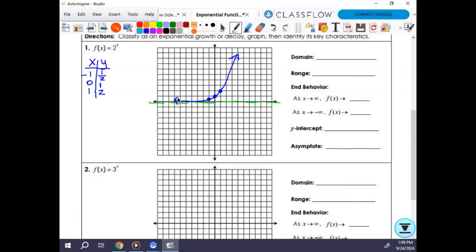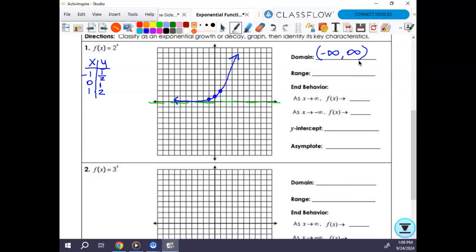Is domain X or Y? X. So are my X values restricted at all here? No. Can I use all the X's from negative infinity to infinity? Yes. So we could say that that's all real numbers, but we also need to practice interval notation. So negative infinity to infinity.